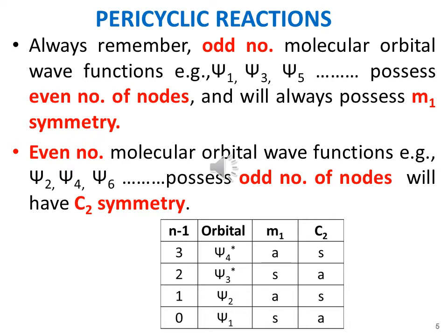So in summary, molecular orbitals for which the wave function number is odd will have the M1 symmetry, and those for which the number is even will have the C2 symmetry. So the odd number is attached to the M1 symmetry and the even number to the C2 symmetry. For odd-numbered molecular orbitals, the number of nodes is even, and for even-numbered molecular orbitals, the number of nodes is odd. So these are the two key points that I hope you will never forget.